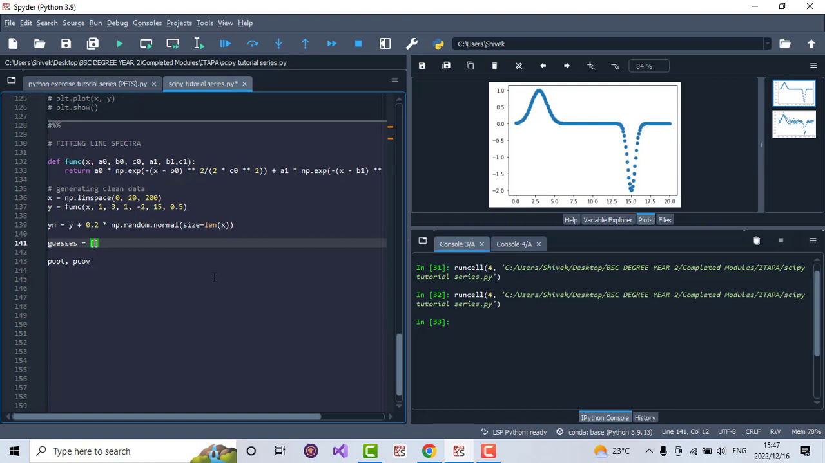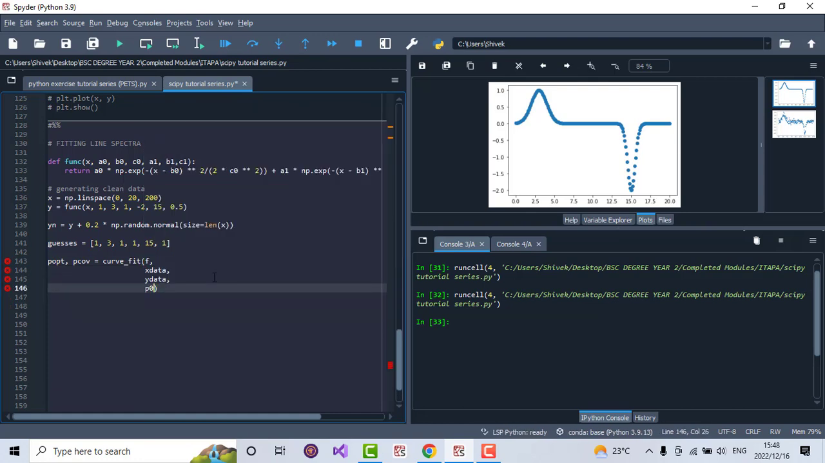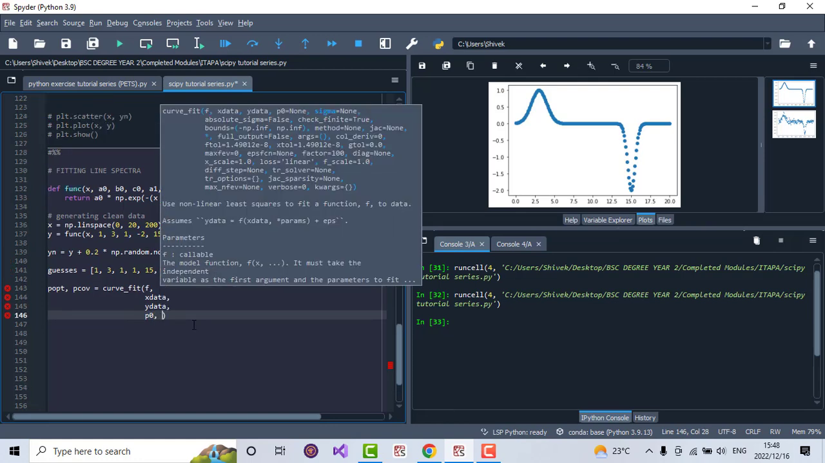So for guesses, suppose we are doing 1, 3, 1, 1, 15 and 1. As you can see, it is not 100% similar to what we have up here. So that's what we think the values are. This is why it is guesses. Now I will do CurveFit f, x data, y data, and the one parameter that you are not familiar with is p0. Now if you guys see, p0 is defaulted to none, as you will see.